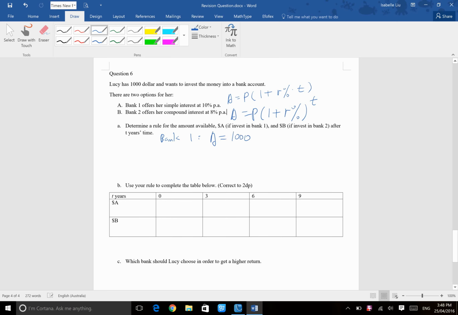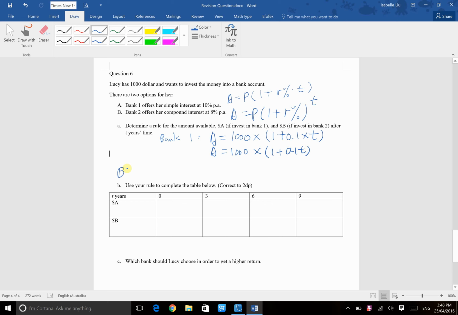Okay, so for bank 1, I can write A equals P, which is $1,000, that's the principal, times 1 plus the simple interest, 10%, so it's 1 plus 0.1 times T, because it's the simple interest. So A equals 1,000 times 1 plus 0.1T.